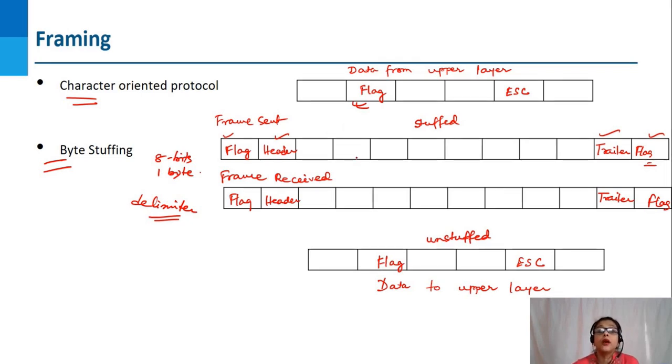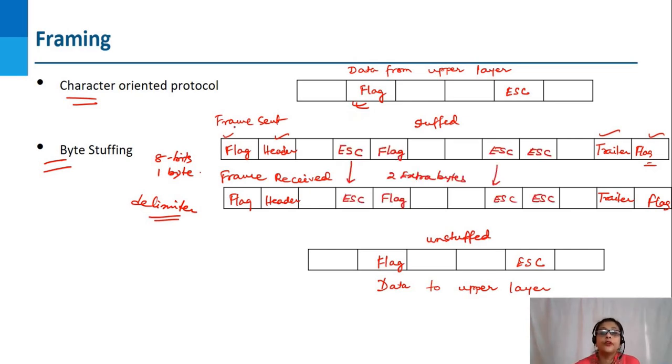Even though it may not be the end of the frame, this flag can be a part of the data. Normally this flag is kept as a byte which is not used for normal text type of data. But when we are using it for audio, graphic or video type of data, then this flag can be a part of the data and problem arises.